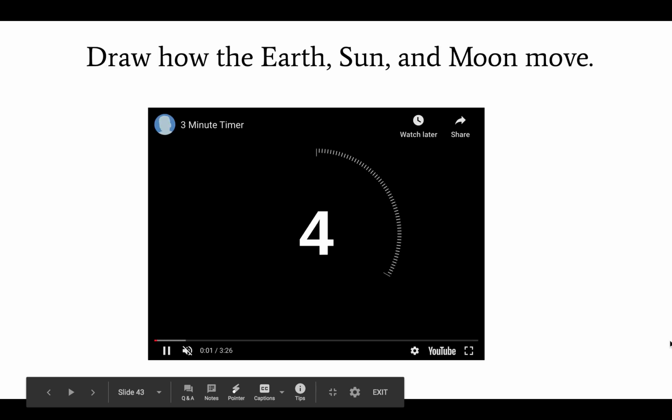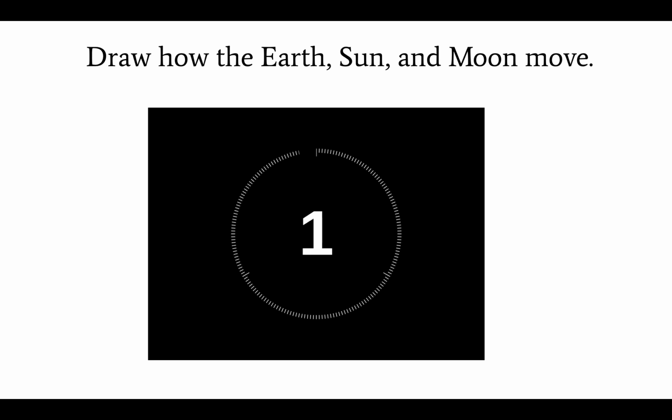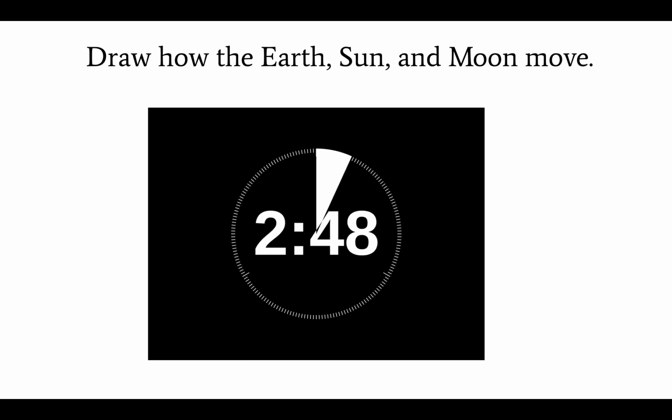All right, so now we're going to put it all together. I want you to draw how the Earth, Sun, and Moon move. So you should draw the Earth, draw the Sun, draw the Moon. It is okay if you do not draw them to scale. And I want you to draw arrows on each of the objects and arrows to show their motion. I'm going to give you 3 minutes to draw, and then we're going to discuss it as a class together. Good luck. And I'll come back in a few minutes to discuss the answer.